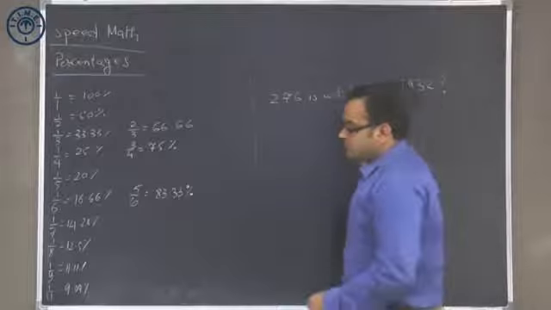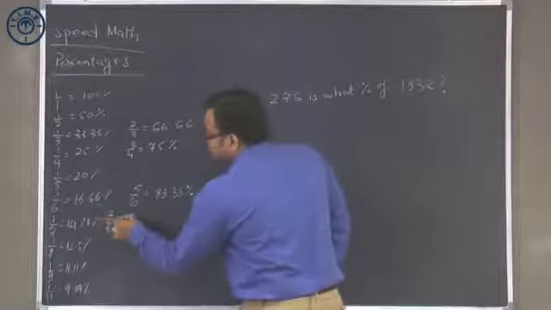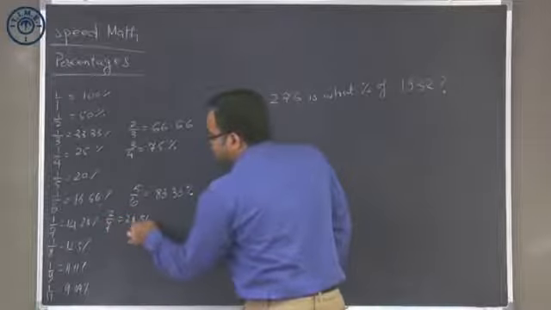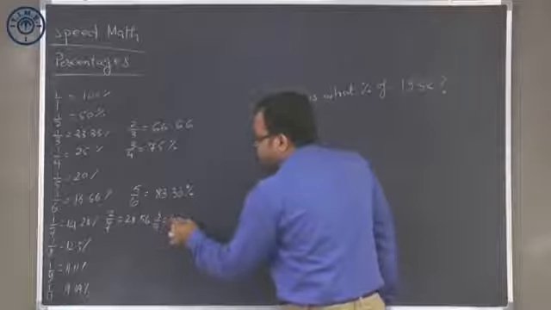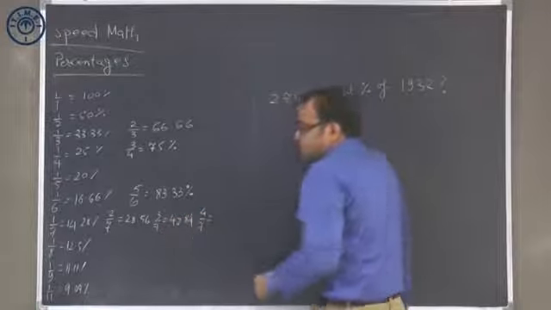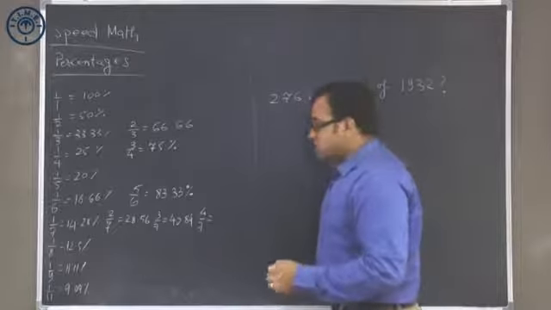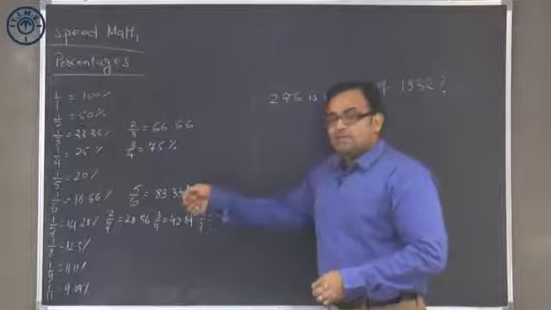1 upon 7 is 14.28. So from here, 2 upon 7 is 14 twos are 28, 28.56. 3 upon 7 is 14 threes are 42, 42 twos are 84. 4 upon 7 is 14 fours are 56, 56 into 2 is 112. If I get a 112, there is a 1 carry.